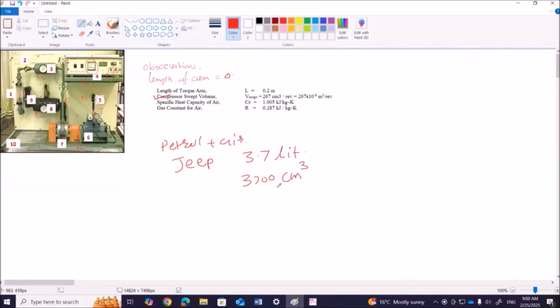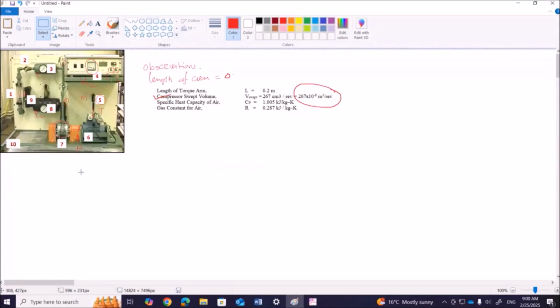3700 centimeter cube. This means the volume size of the engine. Same here, the compressor swept volume. This is the size. Here we need to convert this into meter cube. This is a volume, given to you because this is the capacity of the compressor.